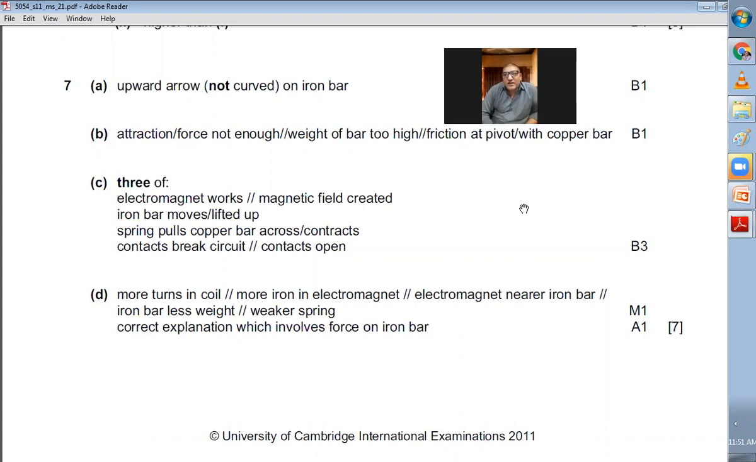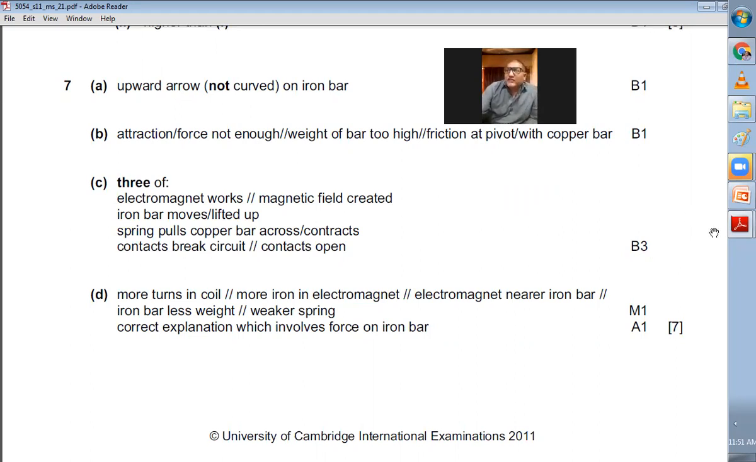I hope that we have written a good answer and you are also able to write a good answer. D part: more turns in the coil, more iron in the electromagnet, electromagnet nearer iron bar, less weight, weaker spring. Correct explanation which involves force on the iron bar. So if you use more turns of the coil, at a smaller amount of current the electromagnet will be strong enough to lift the weight of the iron bar.